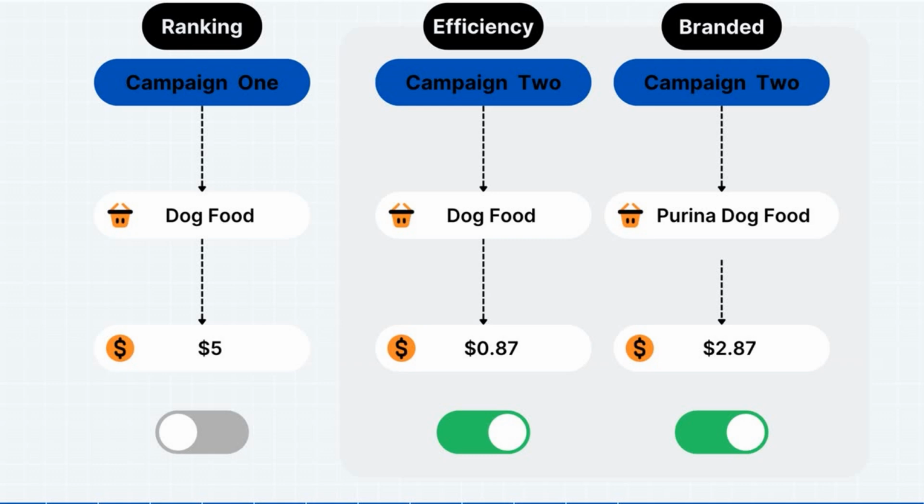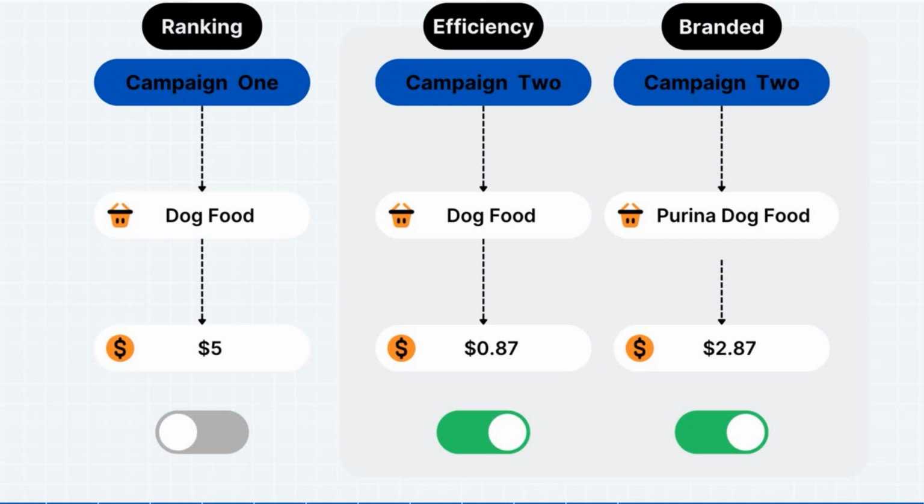Let's say I'm managing dog food. I'm going to have a campaign for our ranking terms, dog food with a $5 bid, hypothetically. And then I'm going to turn it on and off as I can afford, because it is a cash flow business. I'm going to have my efficiency keywords, which are focused solely on my ACoS and ROAS objectives.